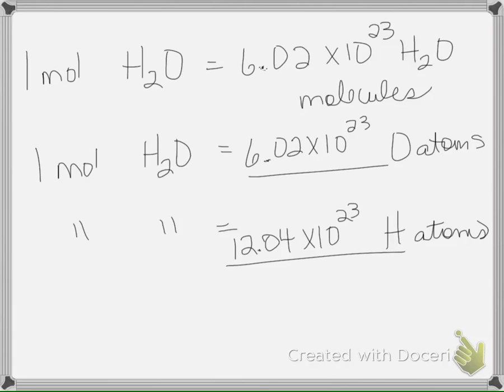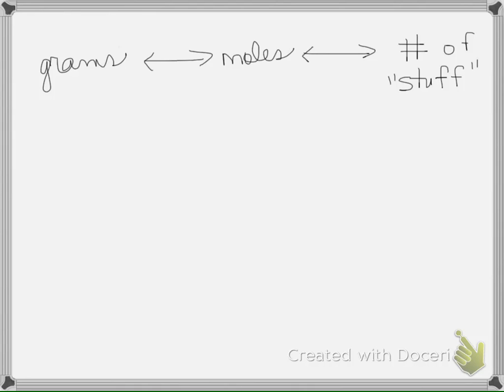With this mole concept, y'all, we have a conversion between moles. Let me start over. Grams and moles and number of stuff. And that stuff can be atoms, molecules, ions. To relate moles to the number of stuff, we use that number. What number do we use to go from moles to the number of stuff? 6.02 times 10 to the 23rd.